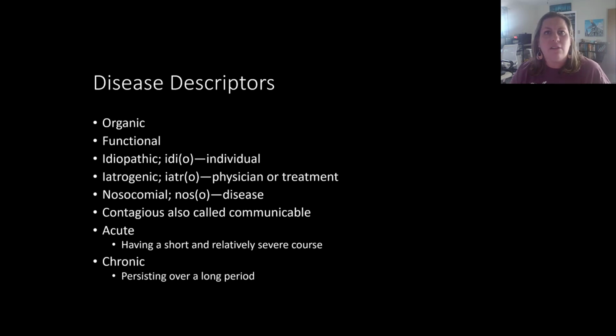This would be more like a psychological disorder, where what's going on in the brain and psychologically is affecting the body as a whole.